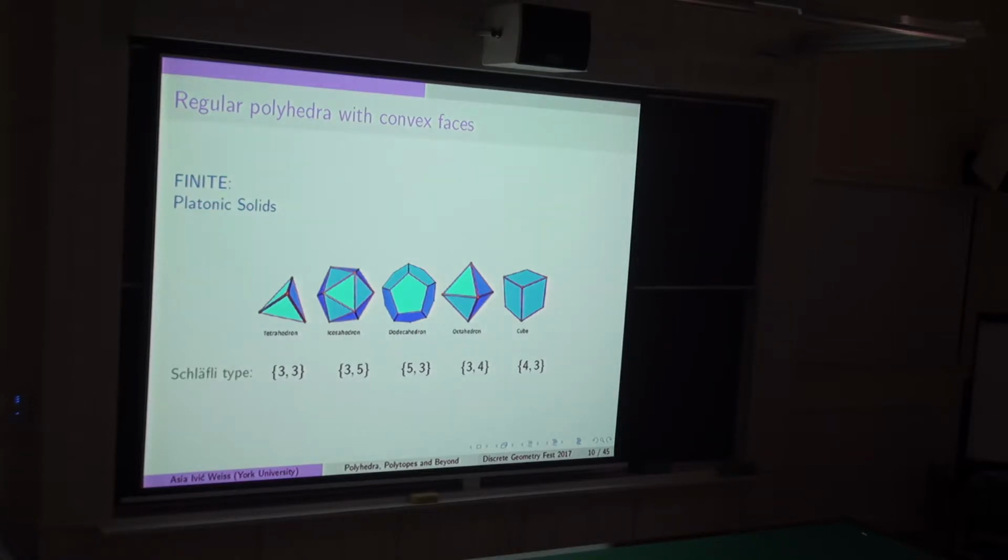Of course, these are the 5 Platonic solids. So I'm first looking at regular polyhedra with convex faces. The only finite ones are the Platonic solids, and each one of them can be described by a Schläfli type. For example, dodecahedron has pentagonal faces, 3 meeting at each vertex, which we refer to as the vertex figures. So the vertex figures are the triangles.